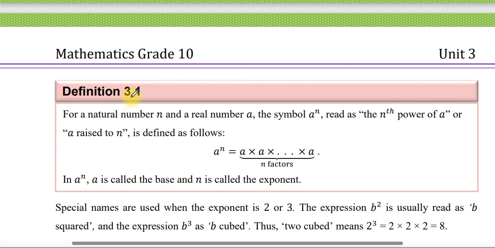Here we have a definition, definition 3.1. For a natural number n and real number a, the symbol a to the power of n, read as the nth power of a, or a to the power of n, or a raised to n, is defined as a to the power of n, which is equal to a times a times a times a, n times. It has n factors. In a to the power of n, a is called the base, okay? And n is called the exponent.